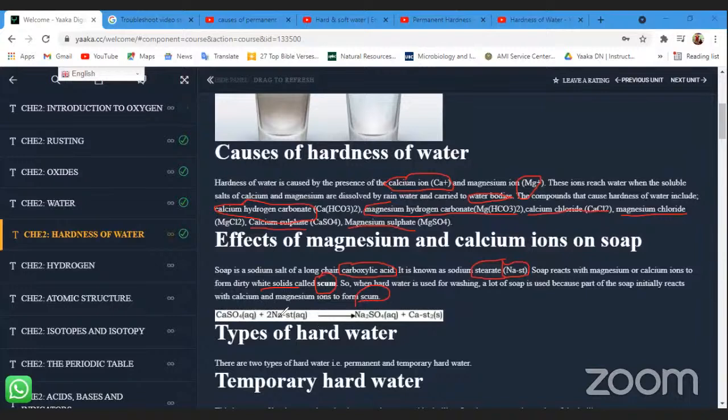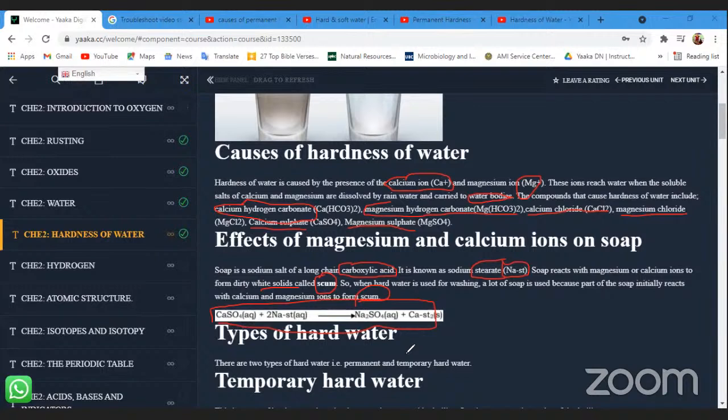Here is an equation for this. We have, for example, calcium sulfate reacting with sodium stearate to form sodium sulfate and calcium stearate. Okay, this is just a displacement reaction. So yeah, that is the effects of magnesium and calcium ions on soap.